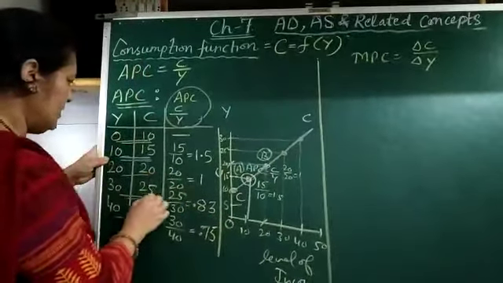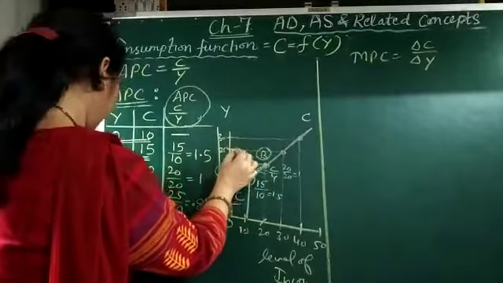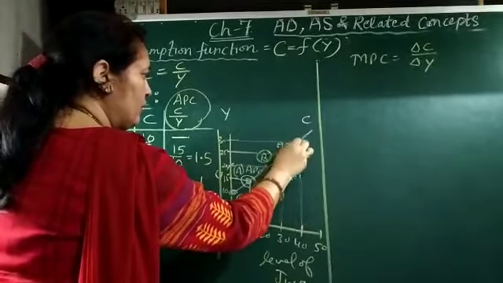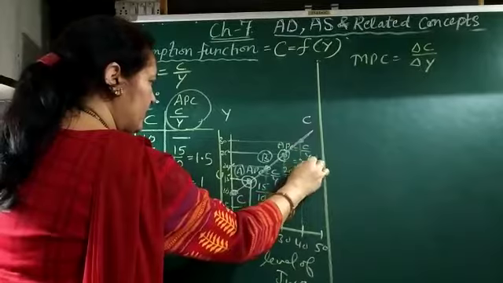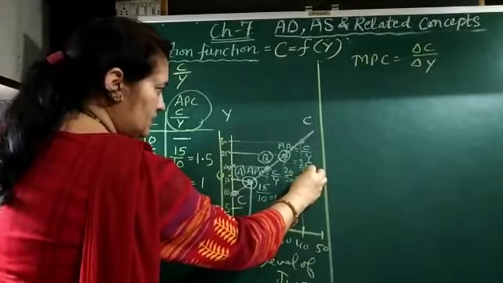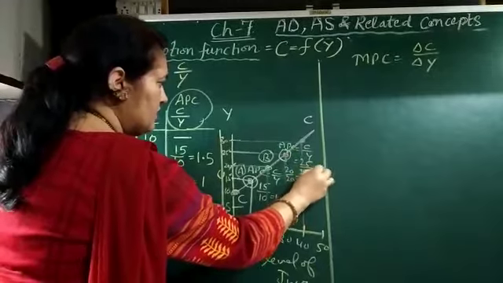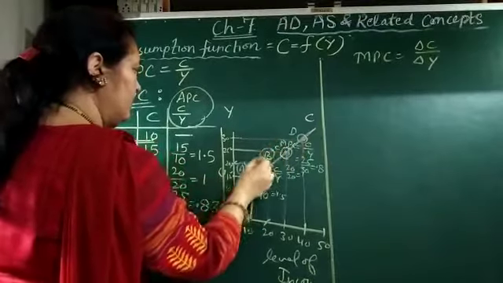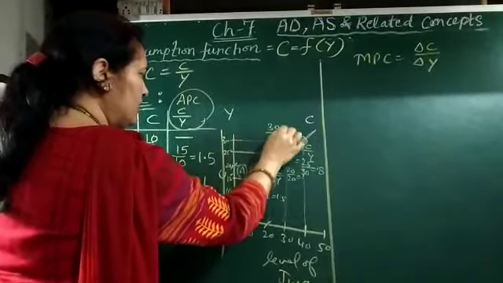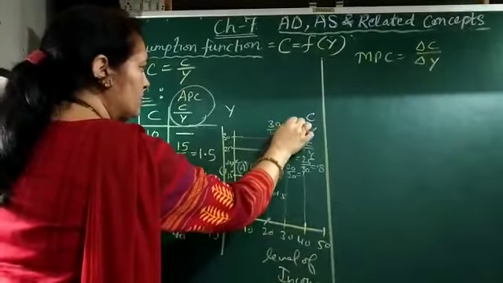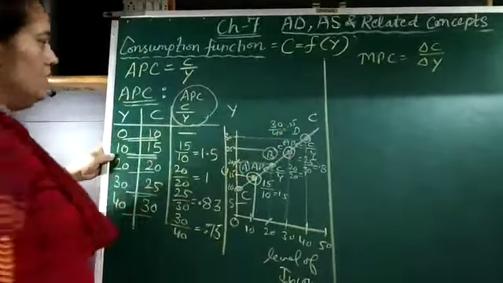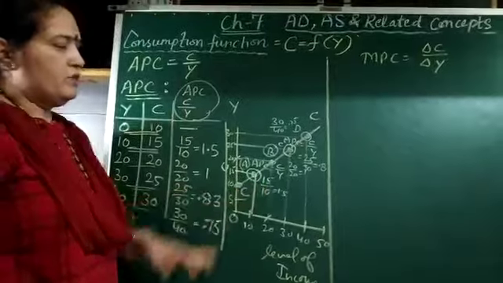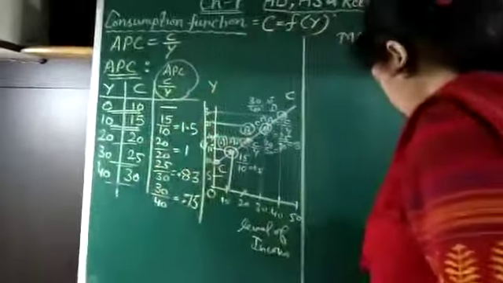At point C, consumption level is 25 and income level is 30. So the value of APC is equal to C upon Y is equal to 25 divided by 30 is equal to 0.8. And lastly, A, B, this was C, now D. At D, consumption level is 30 and income is 40. 30 divided by 40, this is 0.75. So for the derivation of APC, first of all derive the consumption curve and then you can calculate the value of APC on each and every point of this consumption curve.